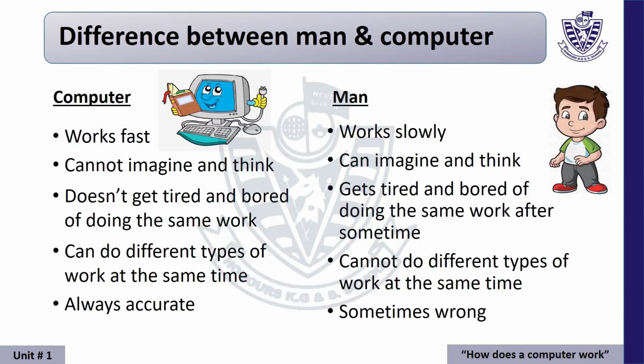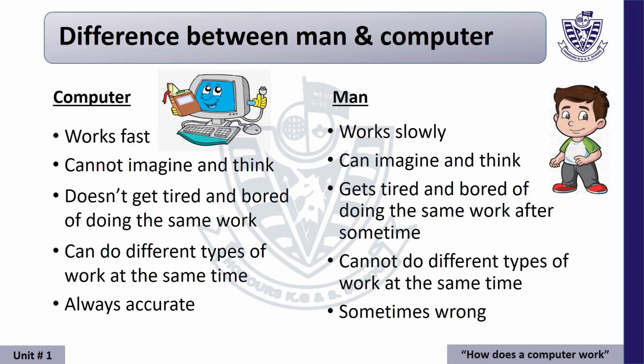Students, now we will discuss the difference between man and the computer. Difference between man and computer. Here are some differences between man and computer that we are going to discuss. Computer works fast while a man works slowly. Computer cannot imagine and think. A man can imagine and think.